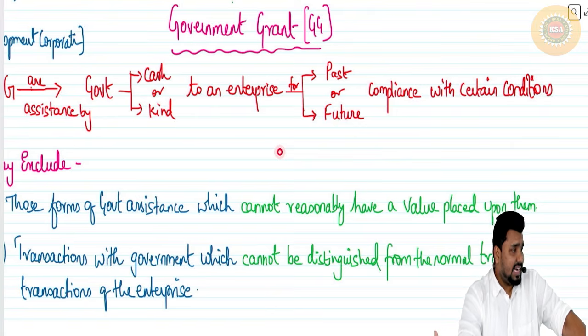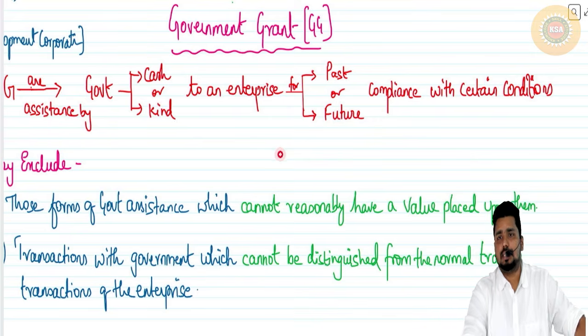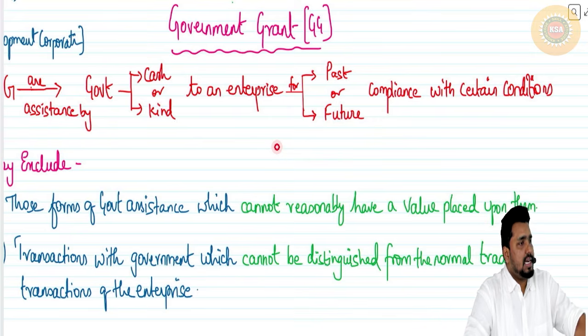Government can give grant either in cash or in any form other than cash, like they will give one land, either at concessional rate or free of cost. Clear or not clear? So what is a government grant? Government grants are assistance. What is the meaning of assistance? Help. Government grant is an assistance in cash or kind given by the government to the enterprise for past or future compliance of certain conditions. What conditions? Certain conditions. Correct?